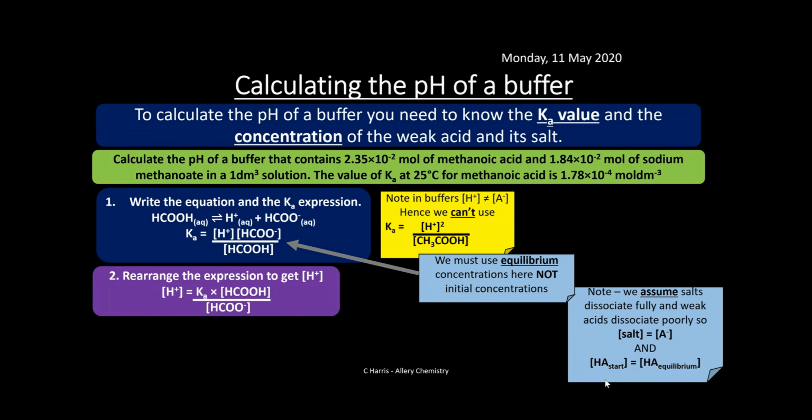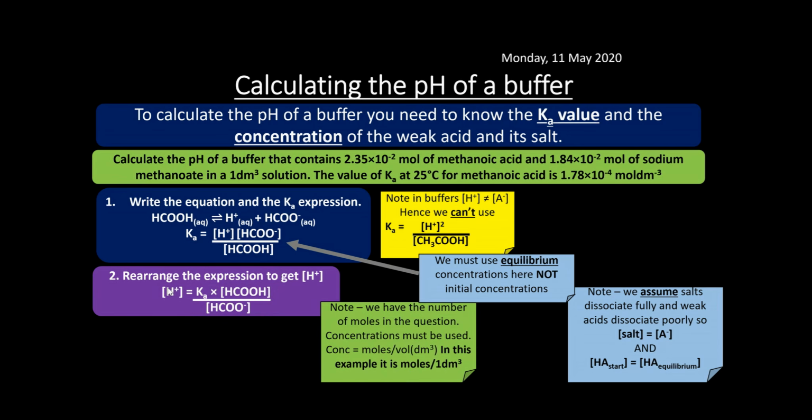So what we're going to do is rearrange that expression to get the concentration of H plus ions. So the concentration of H plus equals Ka times the concentration of methanoic acid divided by the concentration of methanoate ions, which are here. So we've rearranged that to get H plus as the subject. Note we have the number of moles in the question, but concentrations must be used. We've got to use concentrations.